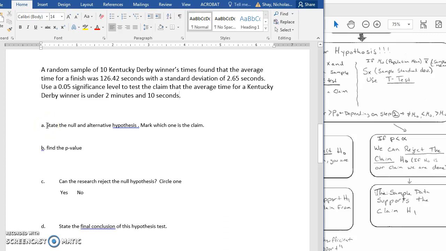All right, so this is a continuation of hypothesis testing. We're going to take a look at at least one more problem. I have another one after this, but depending on how long this example takes, I might break it up into 2 more videos. We'll see.